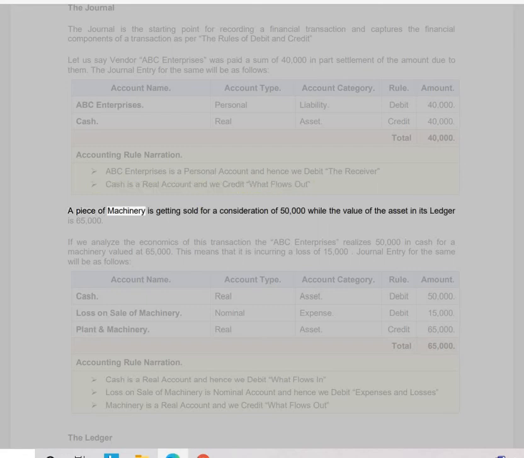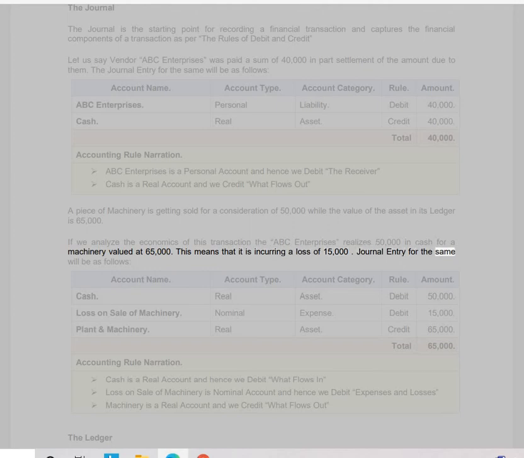A piece of machinery is getting sold for a consideration of $50,000, while the value of the asset in its ledger is $65,000. If we analyze the economics of this transaction, ABC Enterprises realizes $50,000 in cash for machinery valued at $65,000. This means that it is incurring a loss of $15,000.